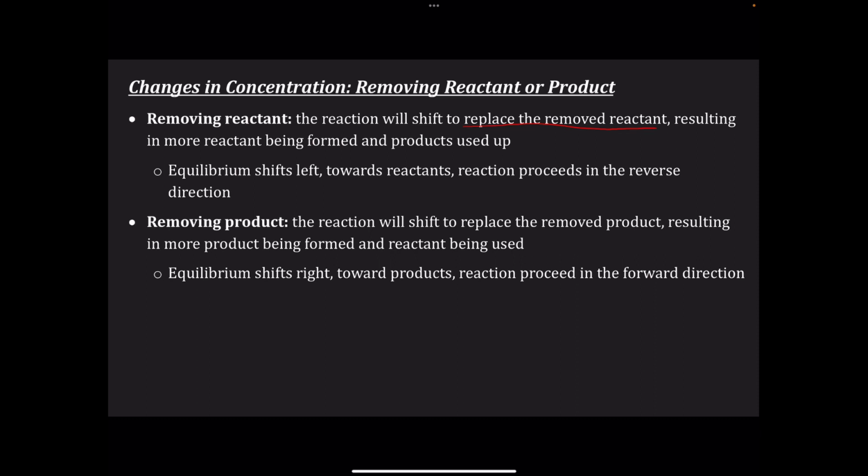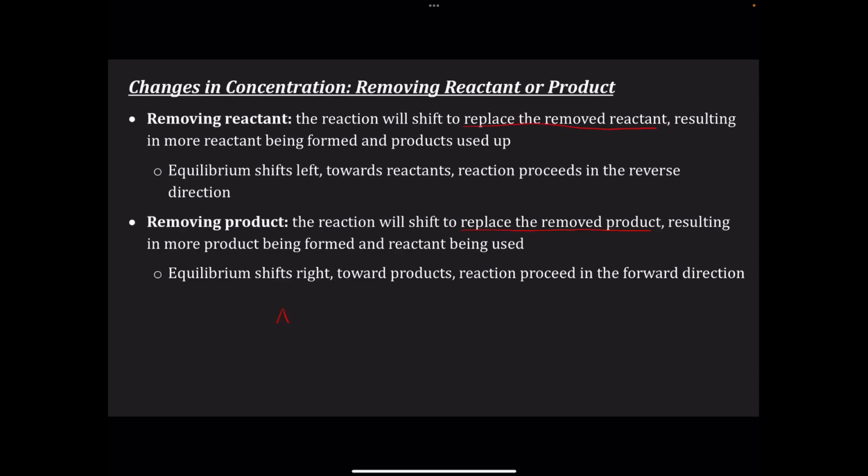On the other hand, if we remove product, the reaction is going to shift to replace the removed product, resulting in more product being formed and reactant being used. So the equilibrium shifts right towards products, the reaction proceeds in the forward direction. So here in the case of removing something, the equilibrium is going to shift in the direction it needs to replace whatever we removed.